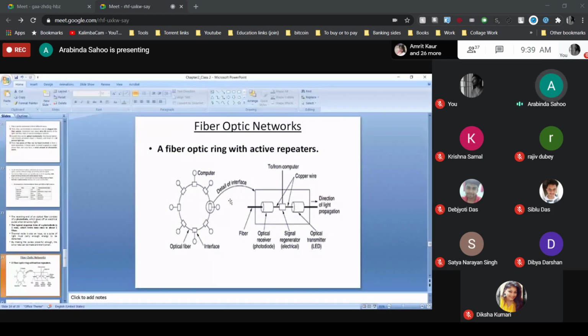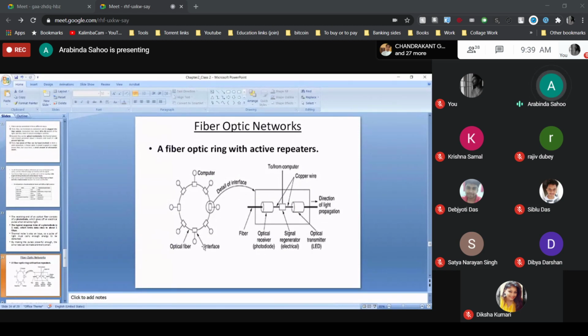Okay, active repeaters. So you can check this fiber optic ring. This network is a ring-like structure. You can check the first part of this diagram. It consists of optical fiber, which is normally connected from one point to another point, and this point is generally known as your interface.